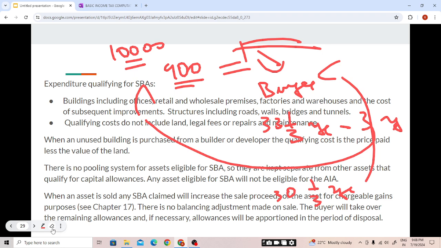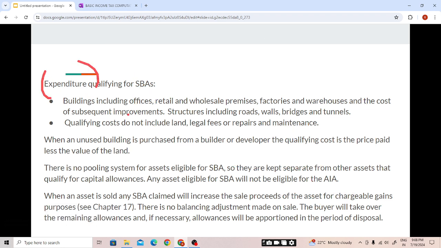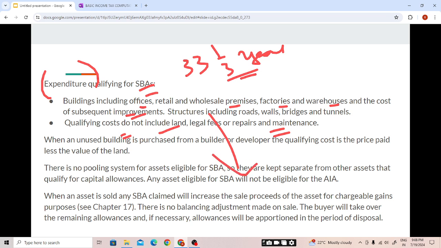Structure and building allowance is calculated on qualifying expenditure, that is building including office, retail, wholesale premises, factory, warehouse, and cost for further improvements. Qualifying cost will not include legal fees, land, and repair and maintenance, and the structure and building allowance is calculated for 33 1/3 years. I hope this is clear. And when we sell the structure and building on which we are calculating the SBA, no balancing allowance or balancing charge will be calculated.